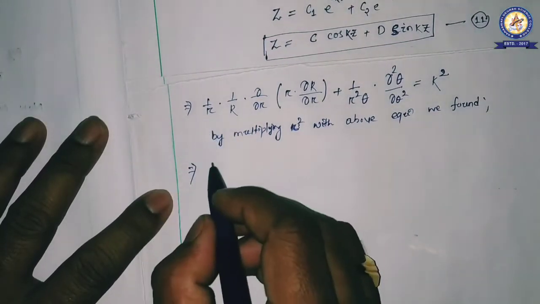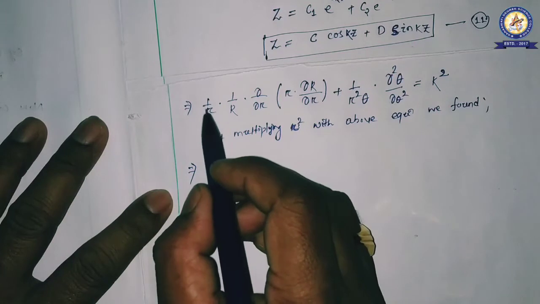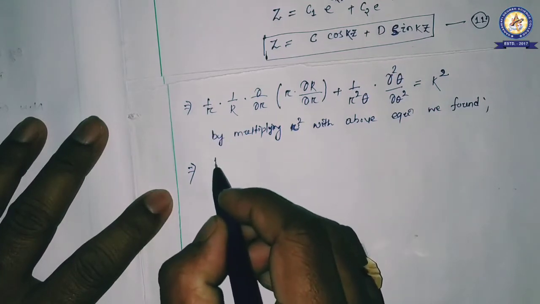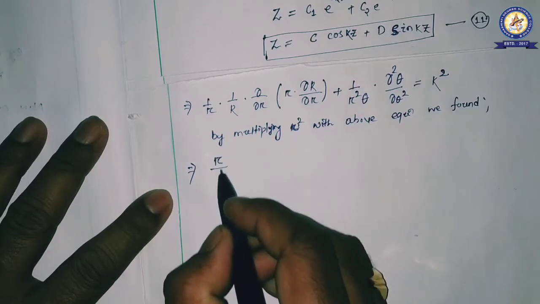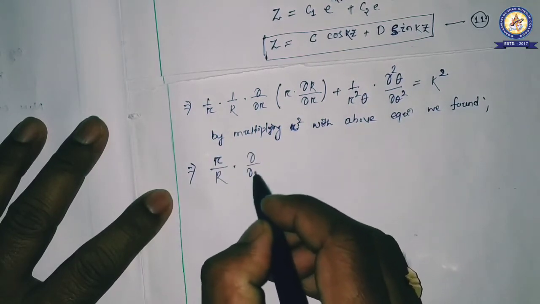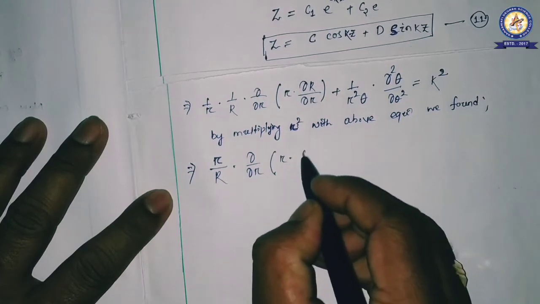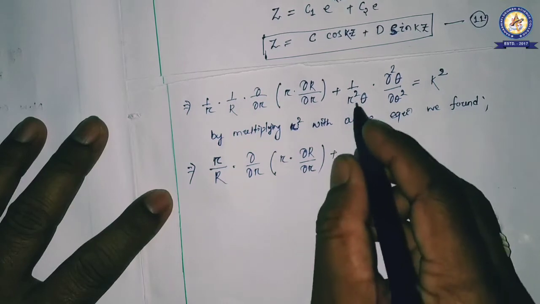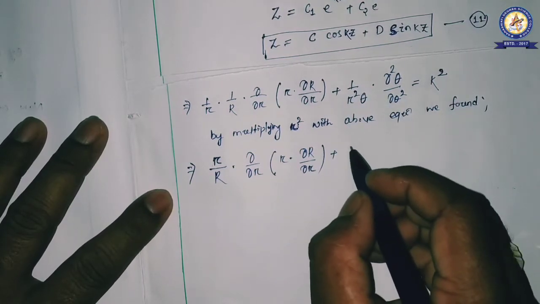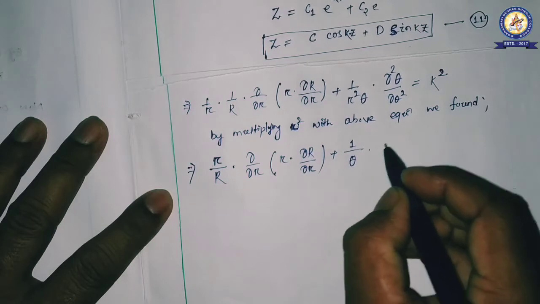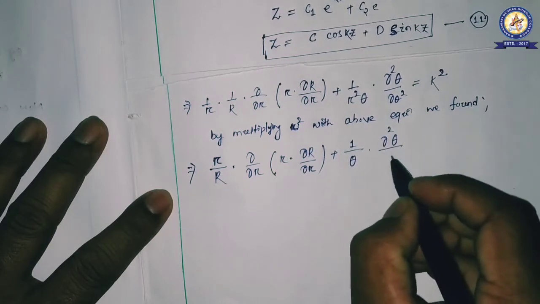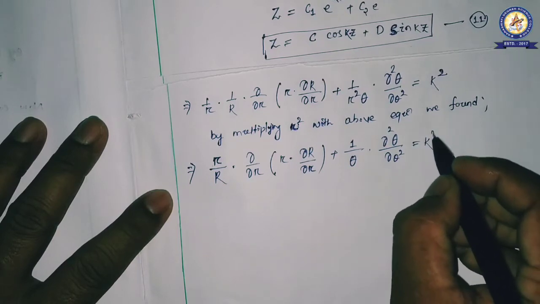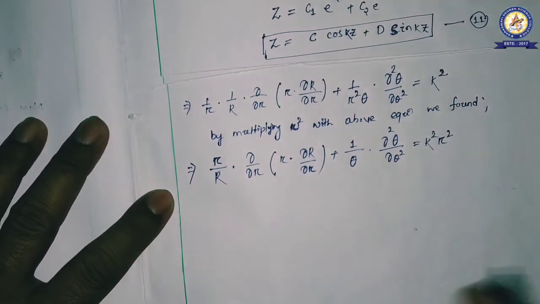That implies here r square, if we multiply, it will be r square by r, so one r is going to be cancelled out. So small r by capital R del by del r of r into del capital R by del r plus here r square will be cancelled, 1 by capital theta into del square capital theta by del small theta square is equal to k square into r square.